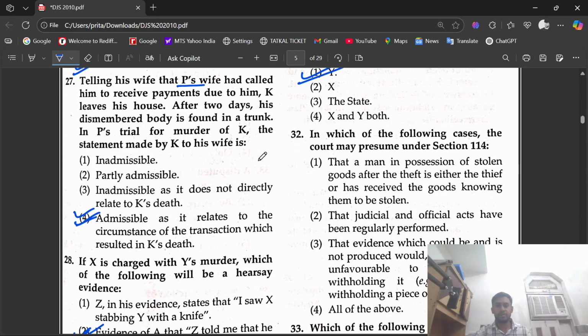Question number 32. In which of the following cases the court may presume under section 114 that a man in possession of stolen goods after the theft is either the thief or has received the goods knowing them to be stolen, that judicial and official acts have been regularly performed, that evidence which could be and is not produced would if produced be unfavorable to the person withholding it. For example, the police withholding a piece of evidence. The right option is option 4, that is all of the above.